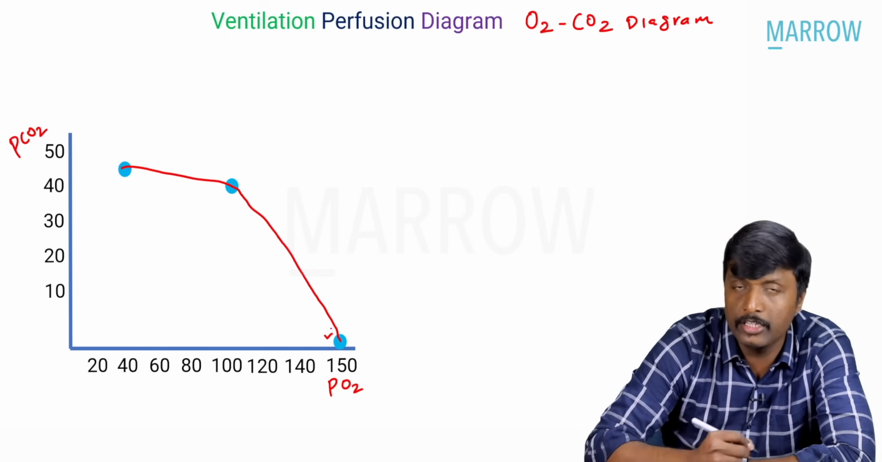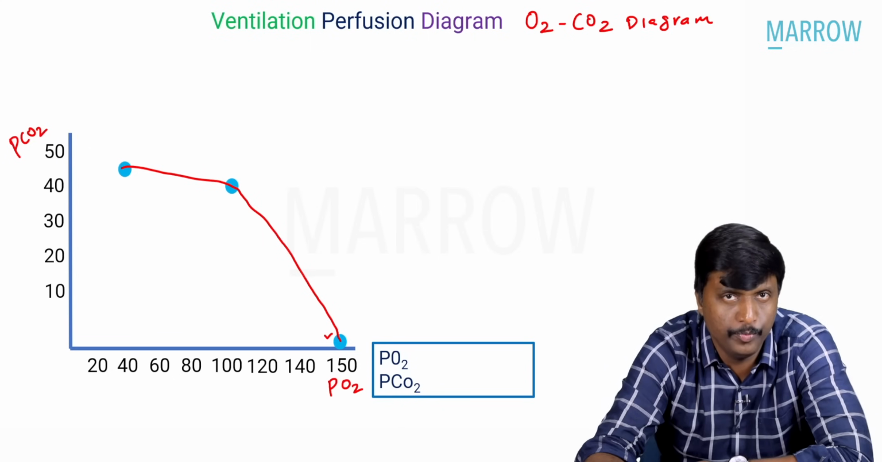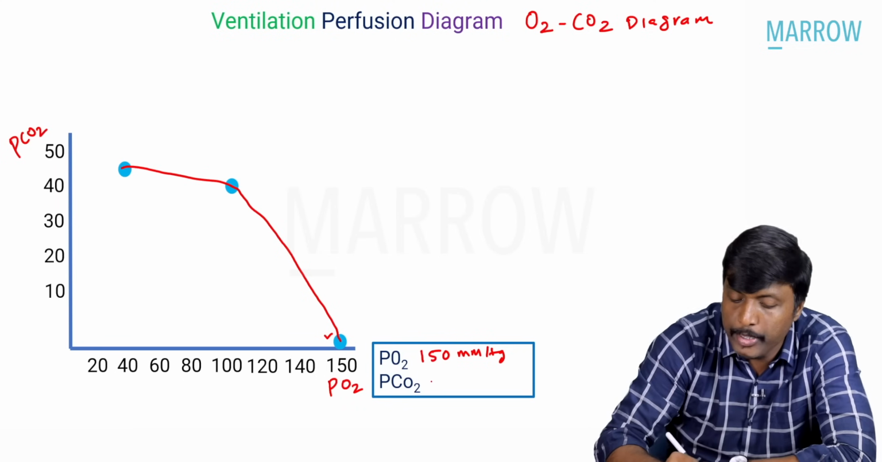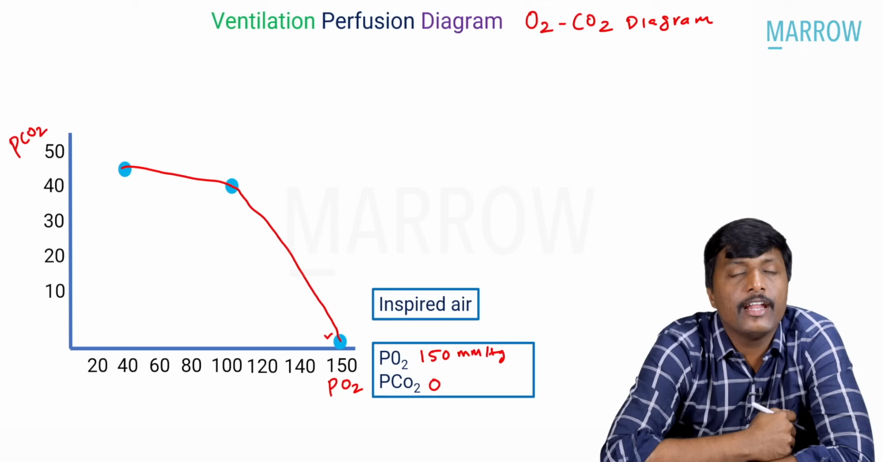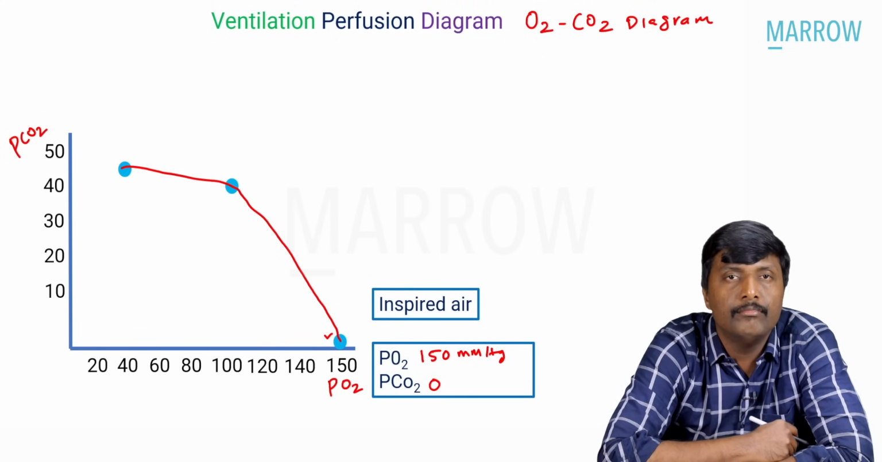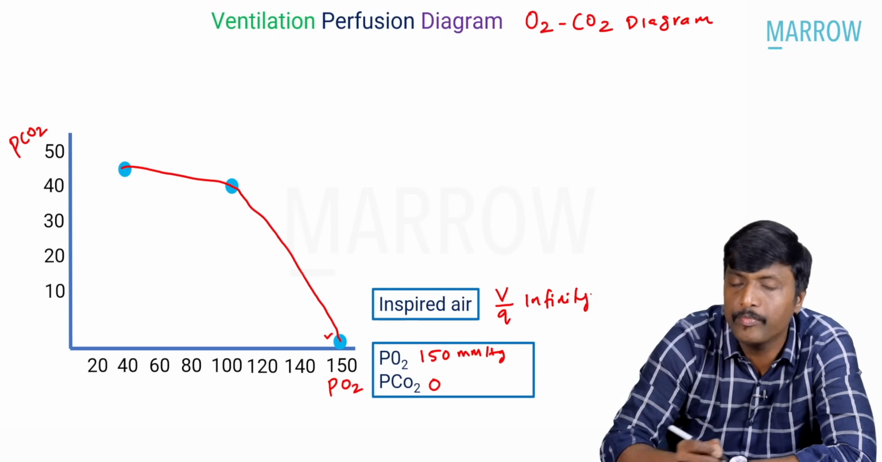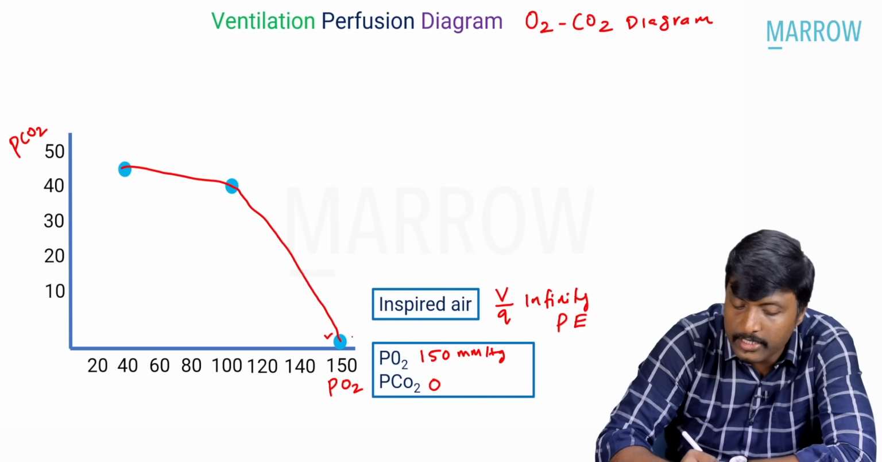Now let's look into this point and look for simply the PO2 and PCO2. This PO2 I am getting 150 millimeters of mercury, PCO2 0. It is looking like an inspired air. Why? Because there is no blood here for gas exchange. That is why this is the point of VQ ratio infinity, and that is classically in pulmonary embolism. So what is this point in our graph?